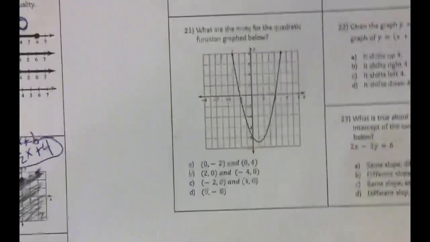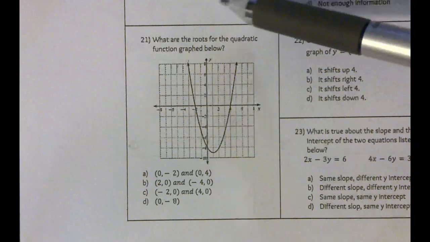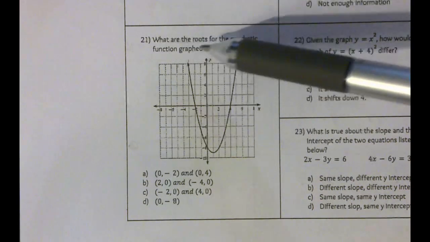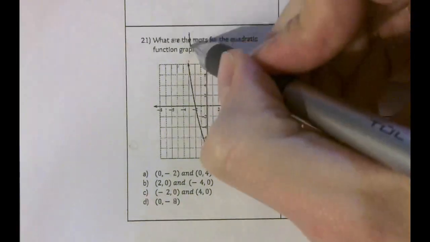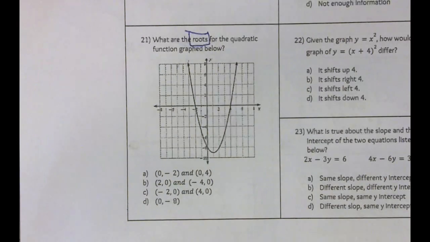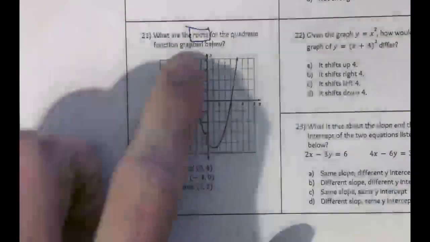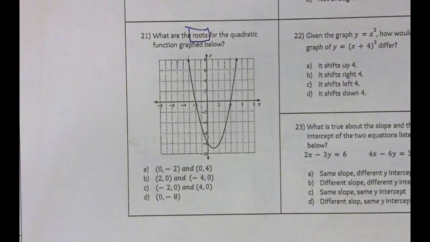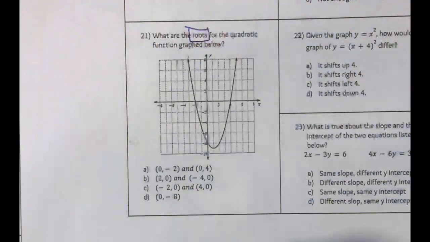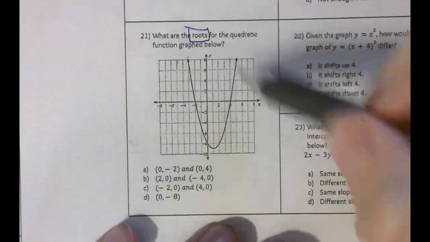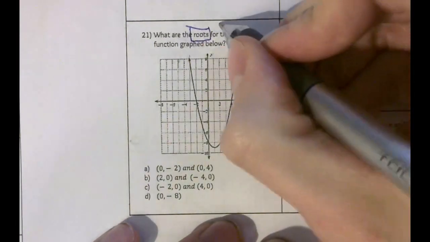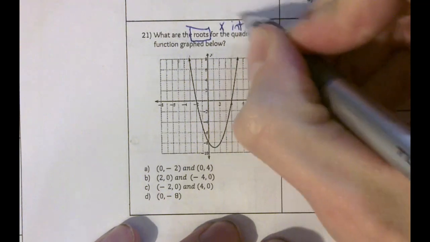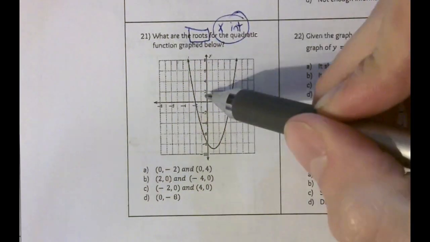Number 21. It says what are the roots? So you guys have actually done a pretty good job of knowing this. There are other words that mean the same thing. Roots is the one that we probably use the least, but these are the solutions or the zeros, and the one that's really helpful here is that these are the x-intercepts. This is where you are when the y value is 0.